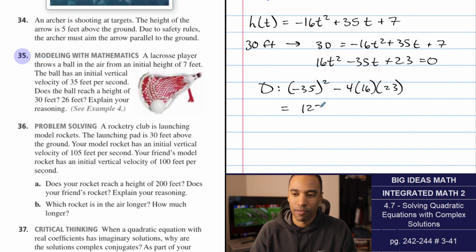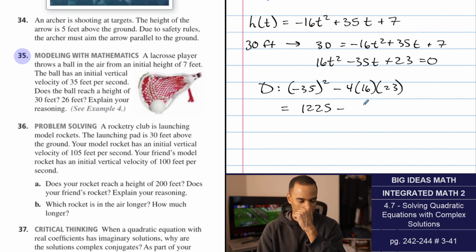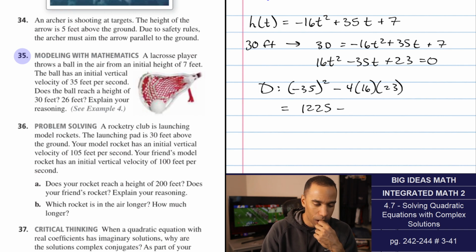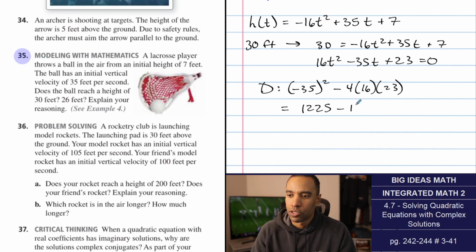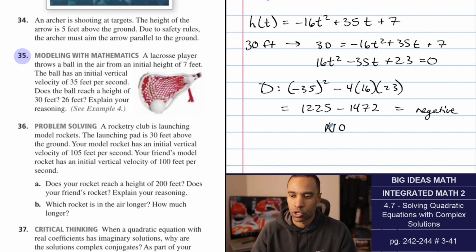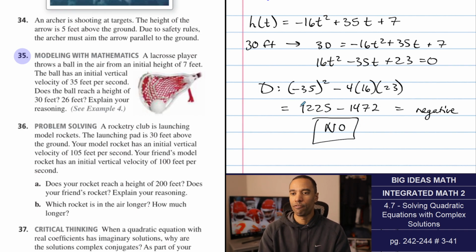35 squared, I think, is 1225. I don't know this part, though. 64 times 23. I thought I brought a calculator home with me instead of using this computer one. 1472. So it'll be negative. Listen, I don't care what the number is. It's negative. So, no, it doesn't reach the height for 30 feet.